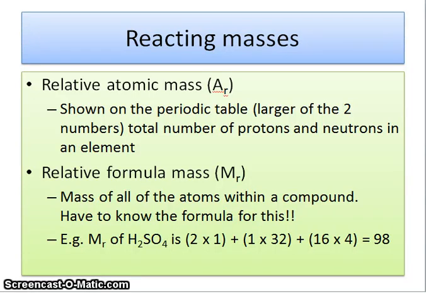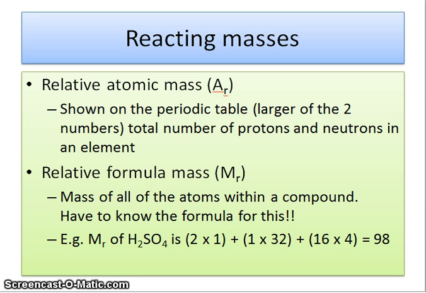Okay, for this part we're going to have a look at reacting masses, and in a little more detail at how to calculate how much of a particular reactant you put into a reaction, so that you can work out the amount of product you are going to make. The first thing we need to do is work out something called the relative formula mass of a particular compound.